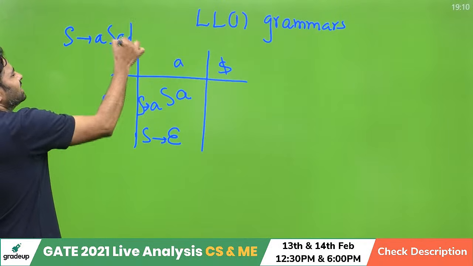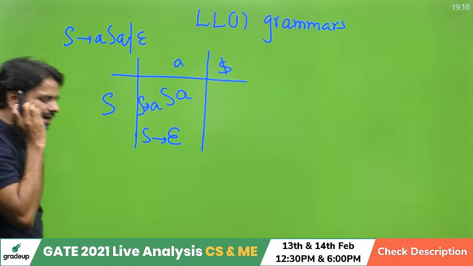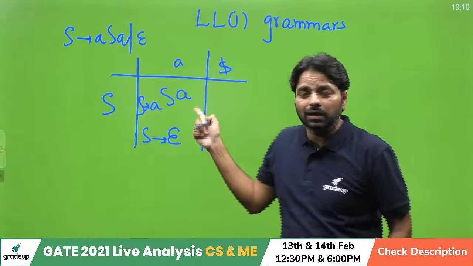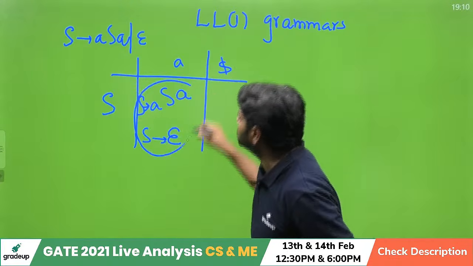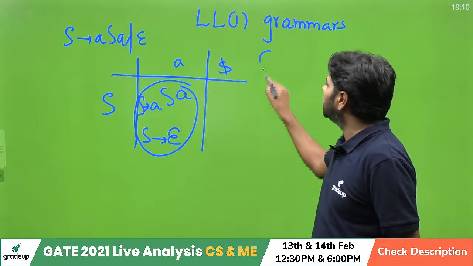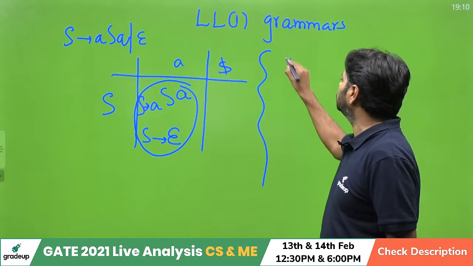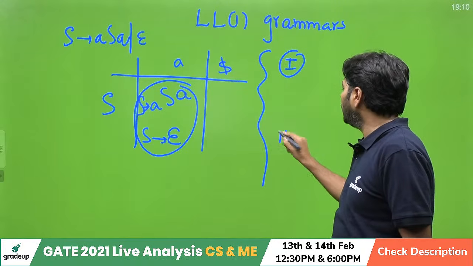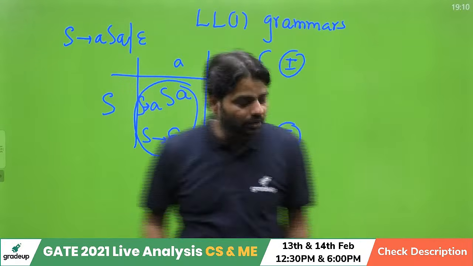If you know how to construct the table, this is the one technique where you can say the given grammar is LL1 or not LL1, because you have multiple productions in the same combination, S comma A. And there is another shortcut that I told you. There are 2 rules to identify whether a given grammar is LL1. Did you remember the 2 rules?